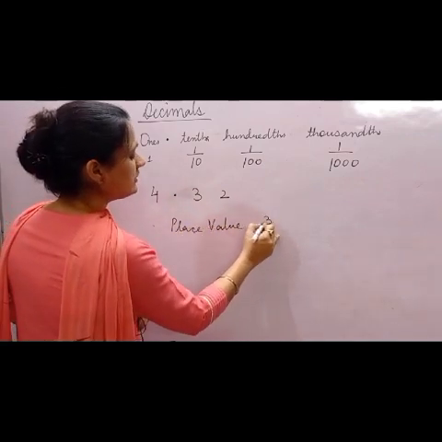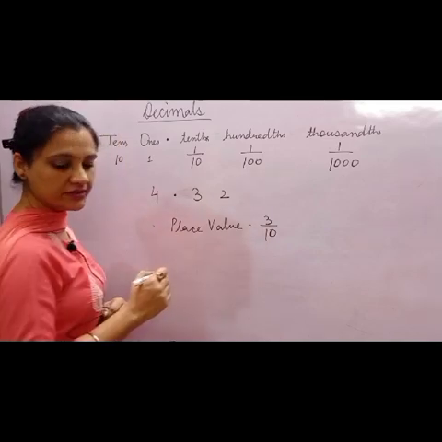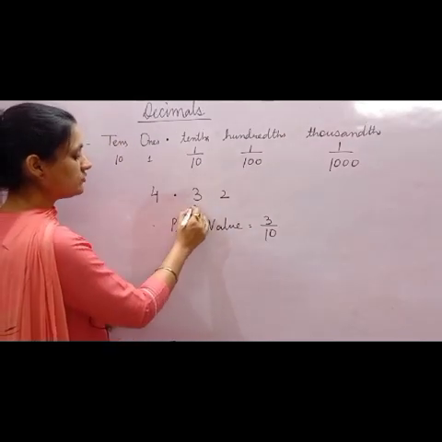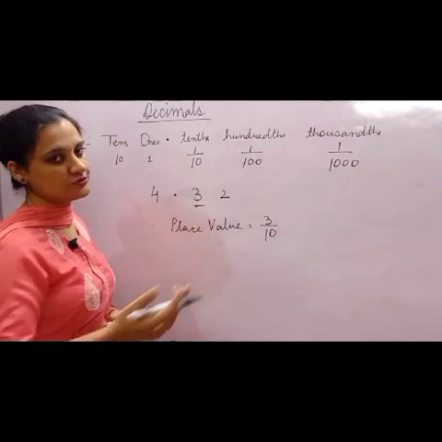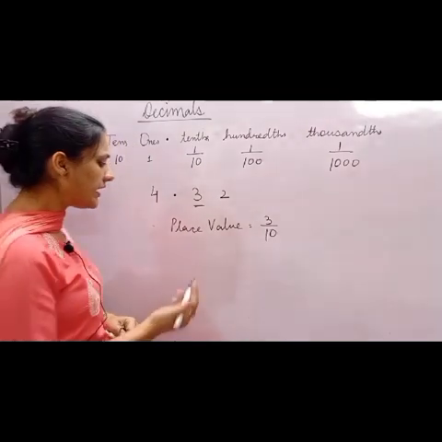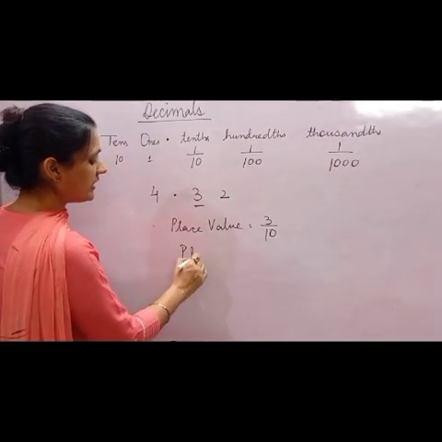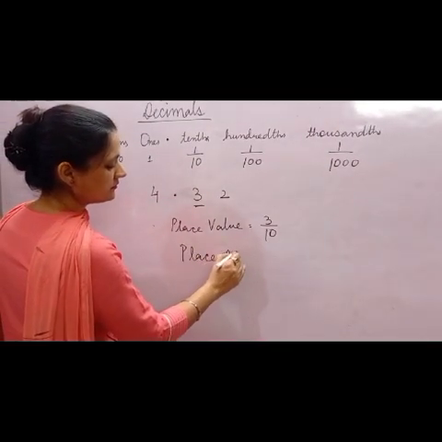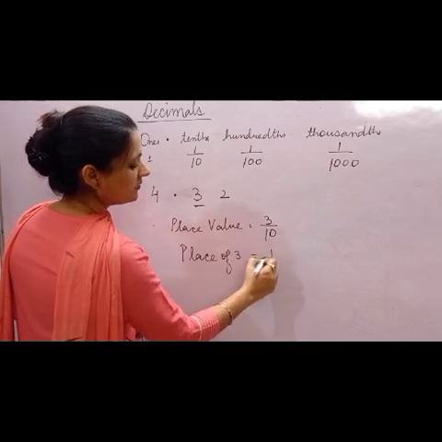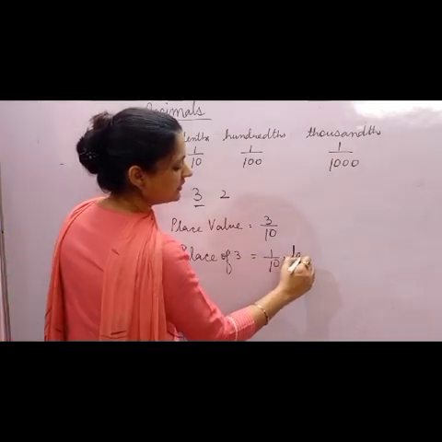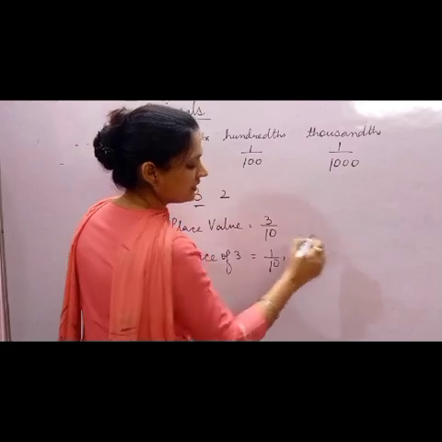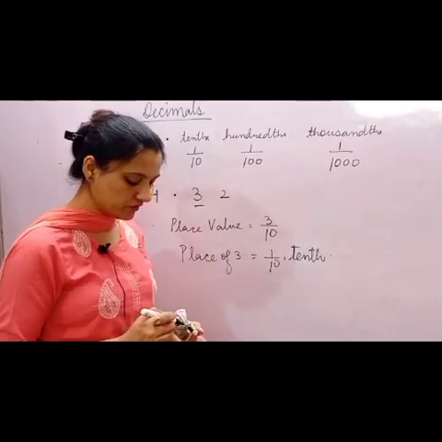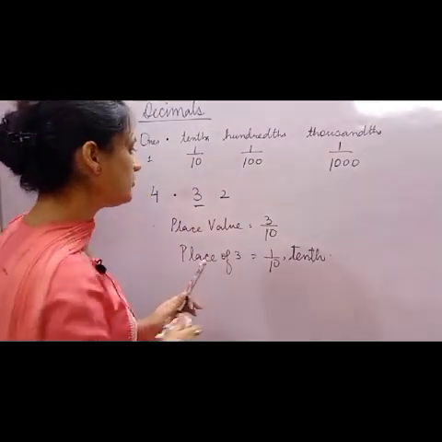Place value is 3 by 10, right? And if somebody asks you the place value of 2, it is 2 by 100, right? And if somebody asks you what is the place value of 3, that is 1 by 10th, or you say 10. Is this clear? Understood everyone? Place value and the place value table.